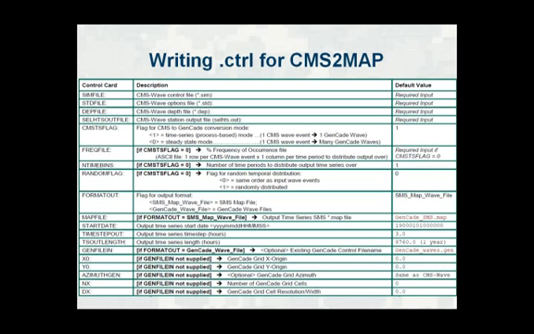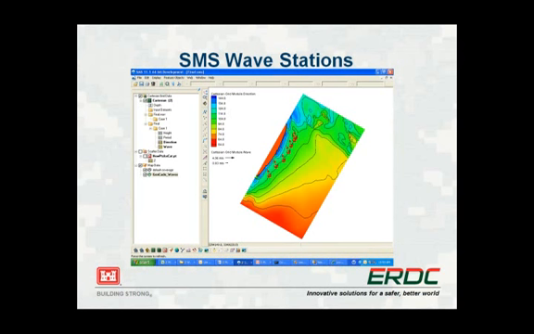So now that you've written this, you should be able to just run the CMS to map executable within the same folder as the .ctrl file and all of your input files. Once you run it, you can import your .map file, and it should look something like that. Now I'm going to go through a brief example of how to run CMS to map and go over an actual .map file.